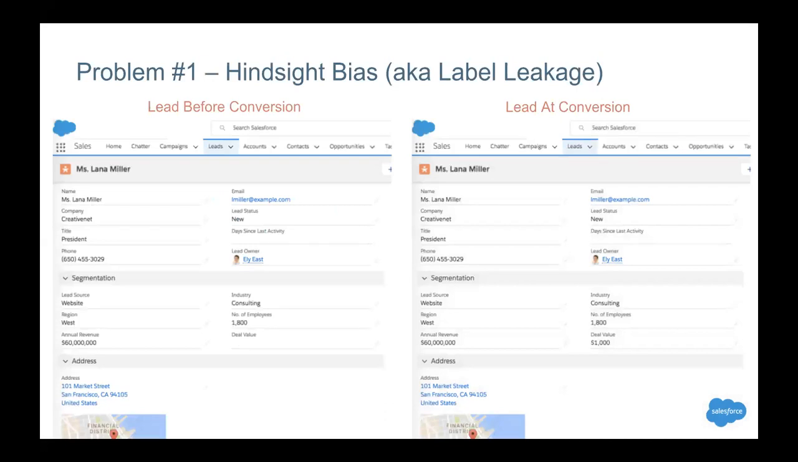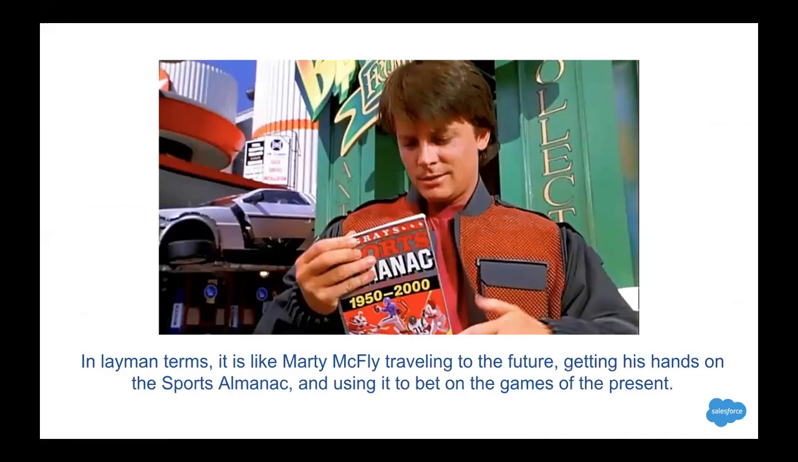Hindsight bias, which we also call label leakage, is something as follows. Let's say you have one field in your relational database that's being updated just before your label value is populated. So in this case, we have a lead before it's converted to an opportunity, and then the value of the lead is being updated with some number. So this value will be closely correlated with the value of the label.